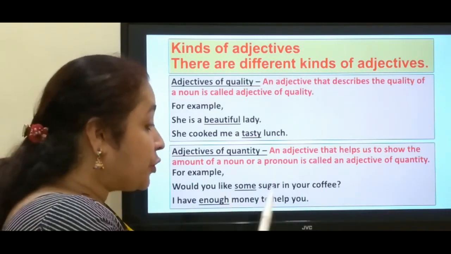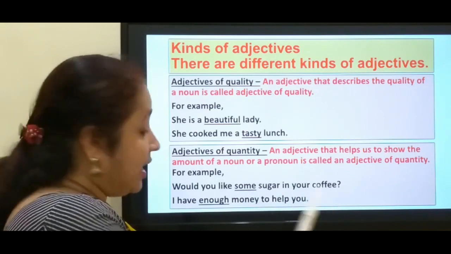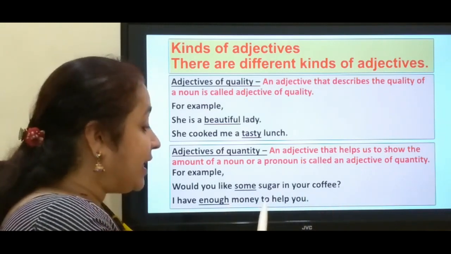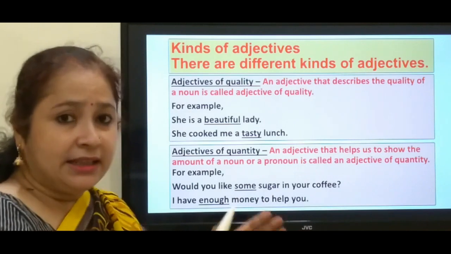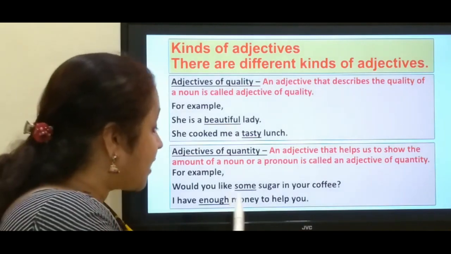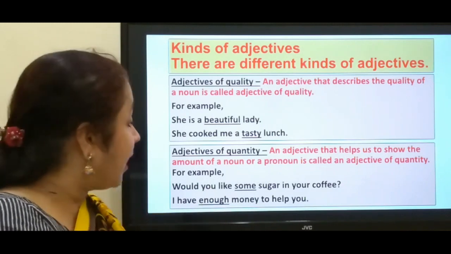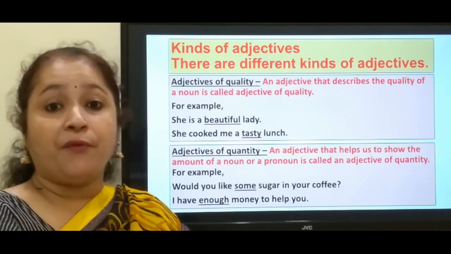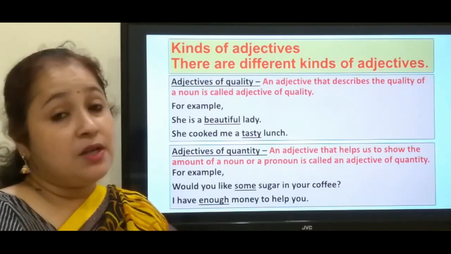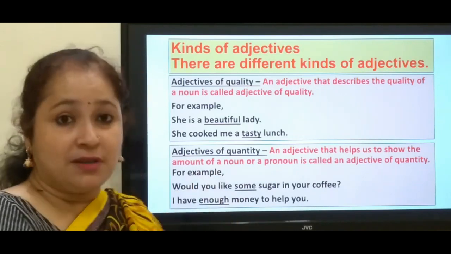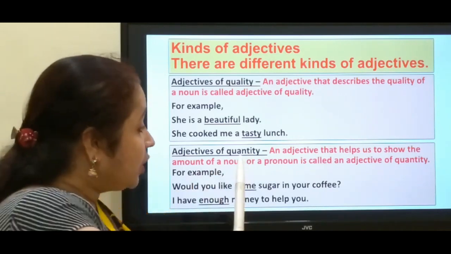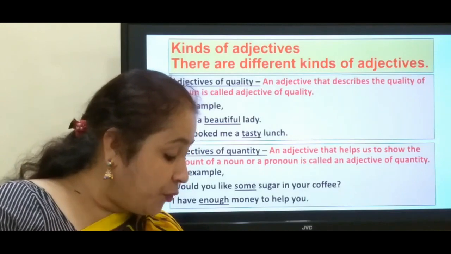Would you like some sugar in your coffee? I have enough money to help you. In these examples, you can see that some and enough are the words that are describing the amount of a noun or a pronoun. So, they are examples of adjectives of quantity. Let's move forward.